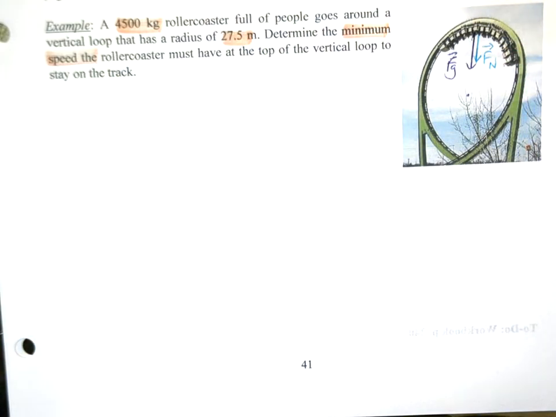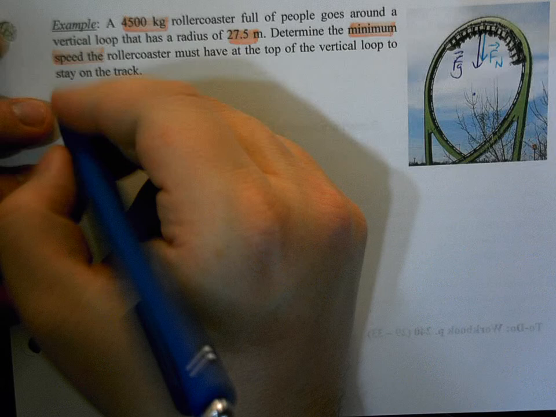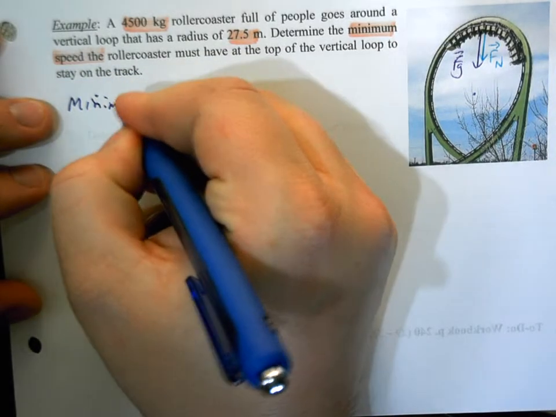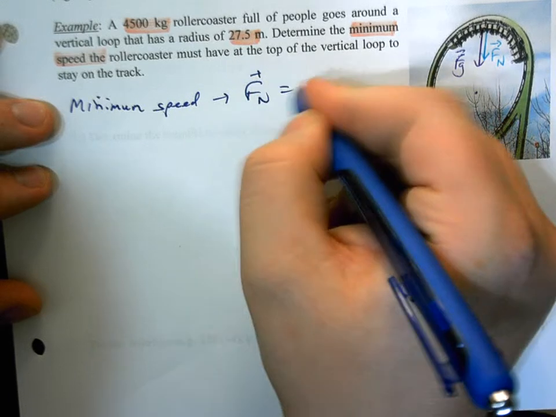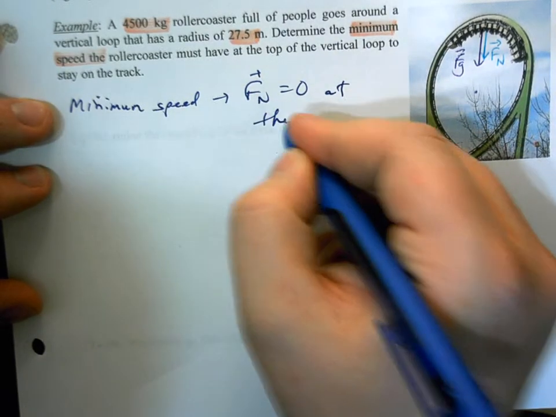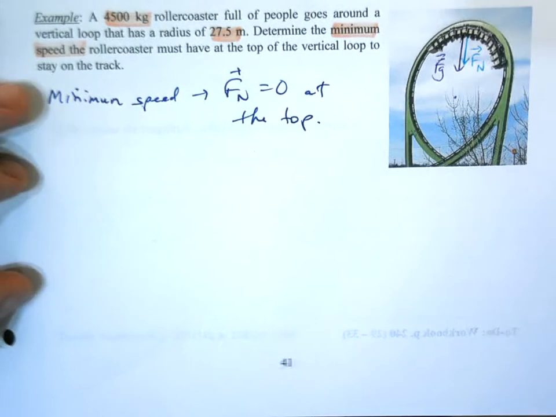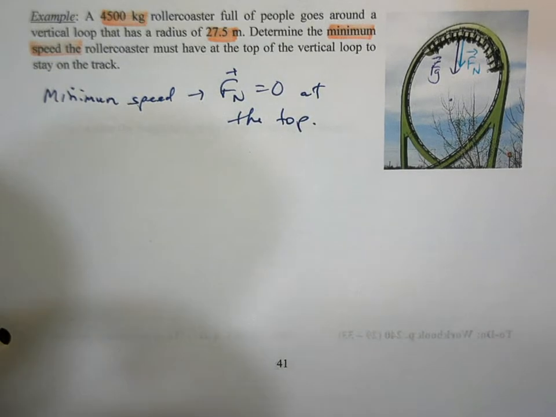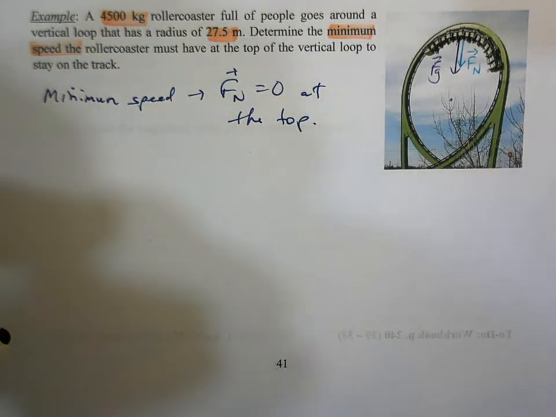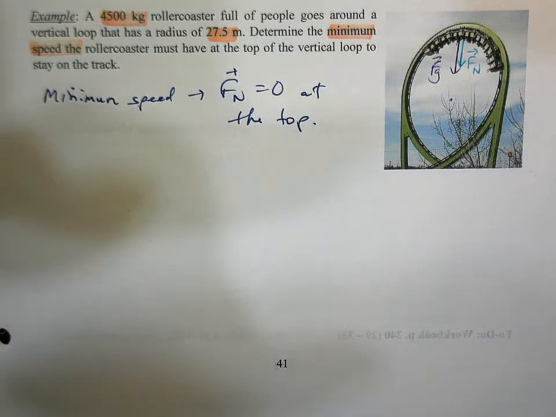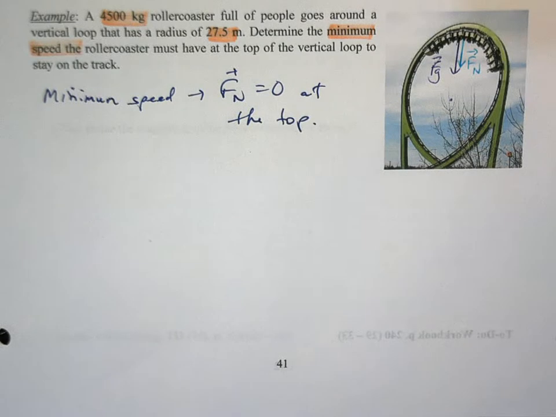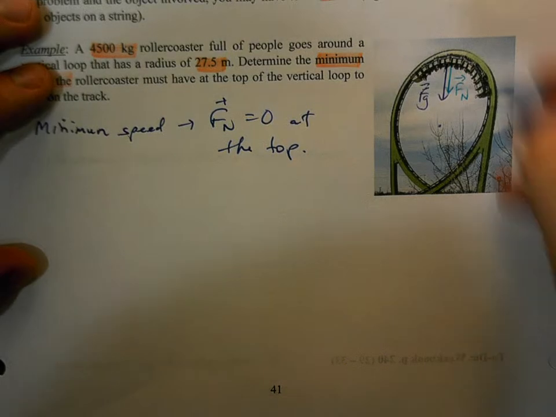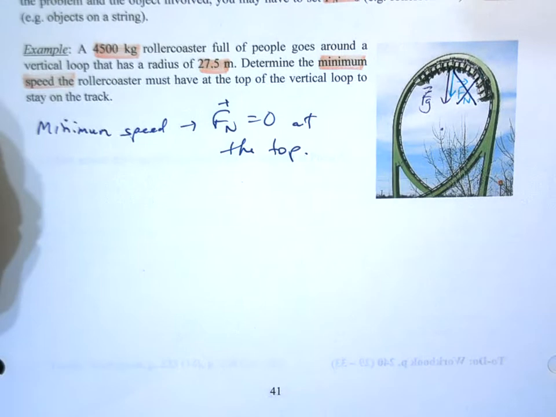But we're looking for minimum speed. So minimum speed is going to tell us that Fn equals 0 at the top. So what we're saying in this problem is that for that very brief moment that this roller coaster is at the very top, it's going to just lose contact with the track, and then it's going to successfully make its way around the loop. Now, what that means is on our free body diagram, technically that term is gone.